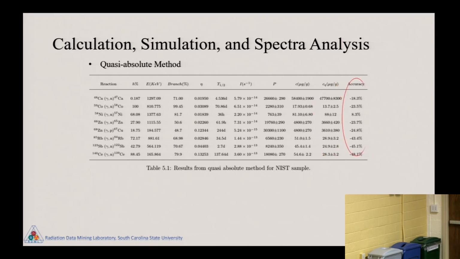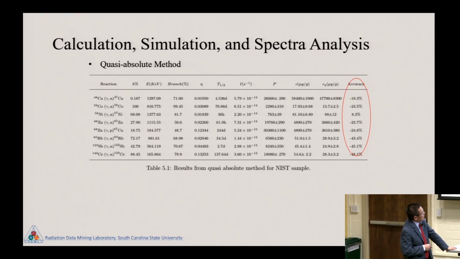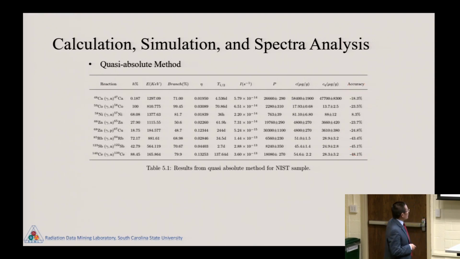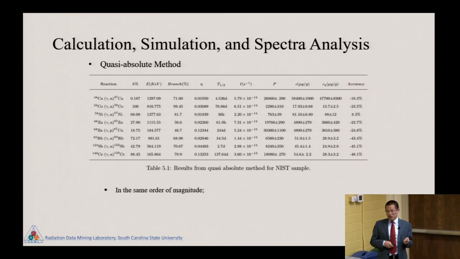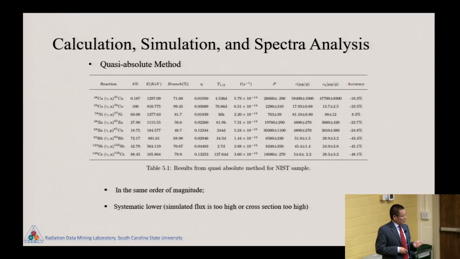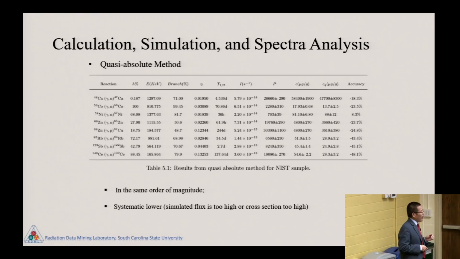The accuracy: look here. The best we can do is about 10% away. The worst is 50% away. So the only thing we can say is that it's in the same order of magnitude. And it's systematically lower because our simulated flux is usually higher, and the cross-section is also higher.